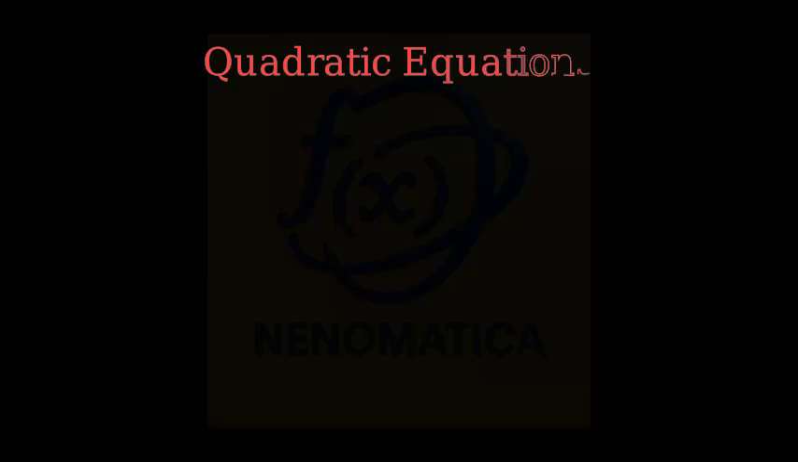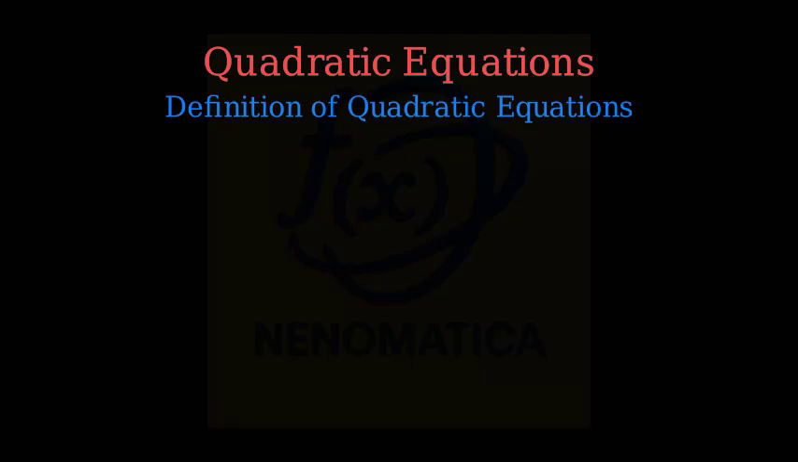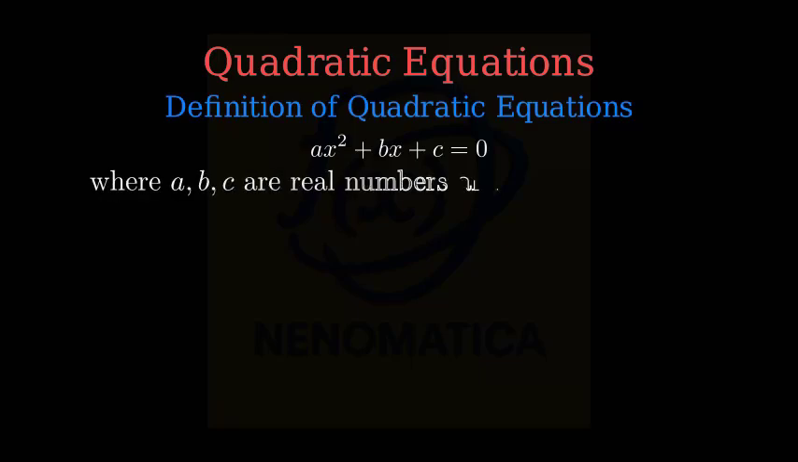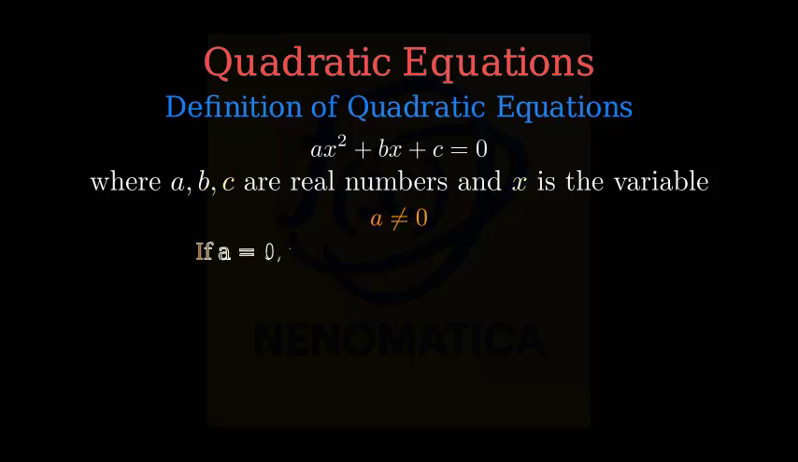Welcome to our math lesson on quadratic equations. Today, we'll learn about the definition of quadratic equations and how to identify them. Let's start with the definition. The general form of any quadratic equation is as follows: ax squared plus bx plus c equals 0. In this equation, a, b, and c are real numbers, and a is the coefficient of x squared, the variable with the highest power of 2. It's important to note that a cannot be 0, because if it is 0, the equation would no longer be quadratic, but would reduce to a linear equation.